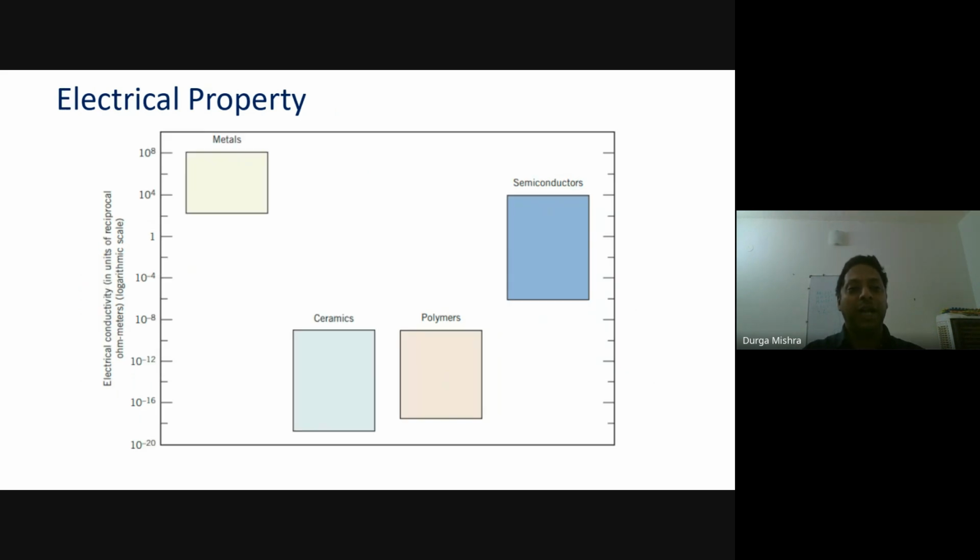So now let's look at electrical property. Electrical conductivity, again we have metals, then ceramics and polymers. They usually have a very small conductivity, and you see the scale here on the left hand side. Typically for metal, the conductivity varies from 10 to the power 4 to 10 to the power 8, in ohm inverse meter inverse.